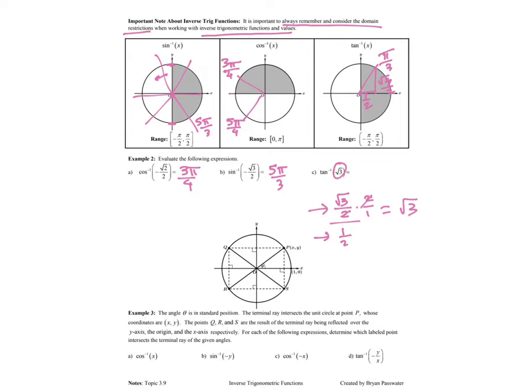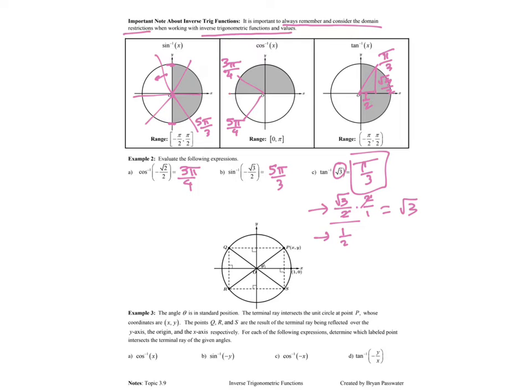Tangent's also positive in which other quadrant? Quadrant 3. Okay, so we're talking a positive pi over 3 here. Is that helpful? Good? Okay. All right, example 3.